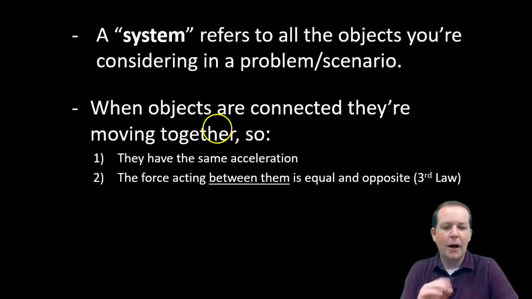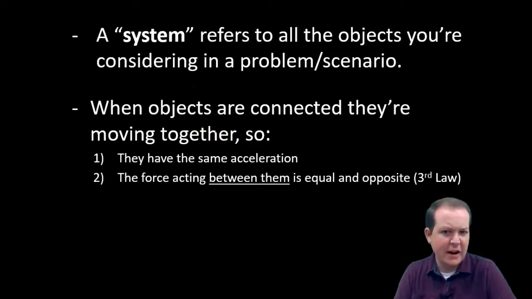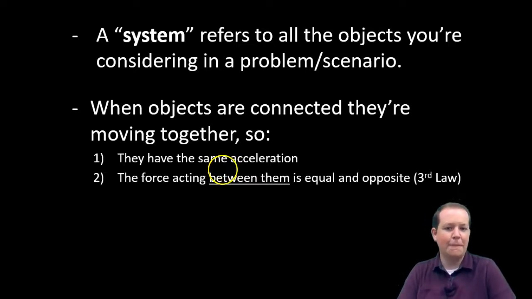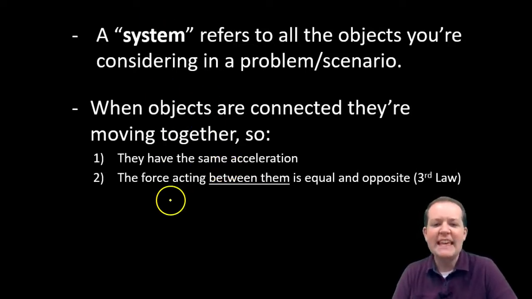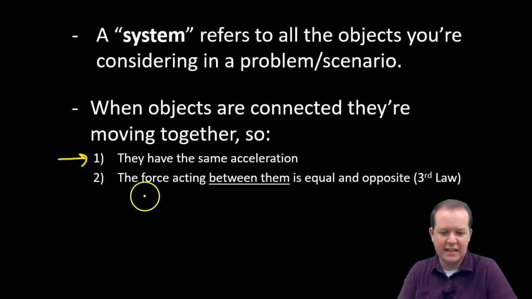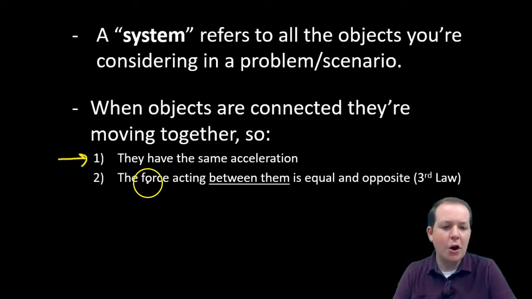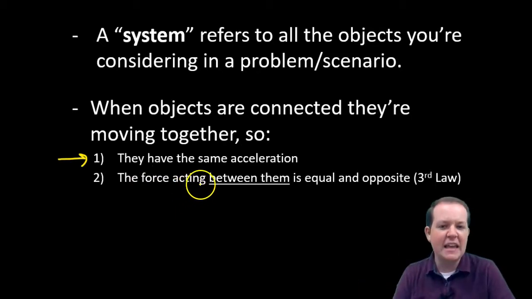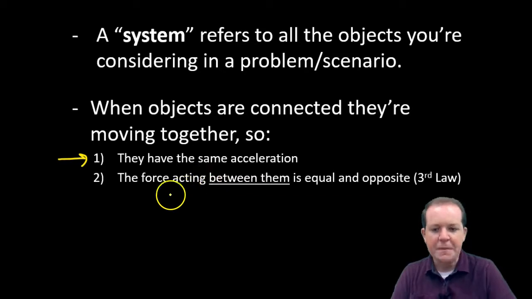Now, when our system has multiple objects that are affecting each other, there are some key things to keep in mind. And I'll demonstrate why this is true in just a second. Number one, all the objects in the system, whether it's 2 or 3 or 10, have the same acceleration, okay? Here is an example.